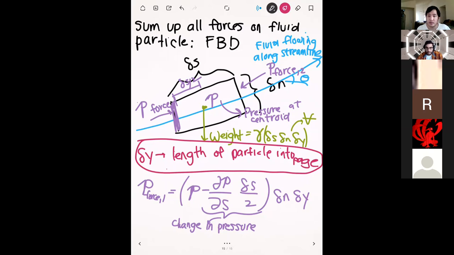Delta N is this length right here. It's the length of the short side of the box that you can see in the figure. So delta S, delta N, and delta Y are the dimensions of our fluid box.